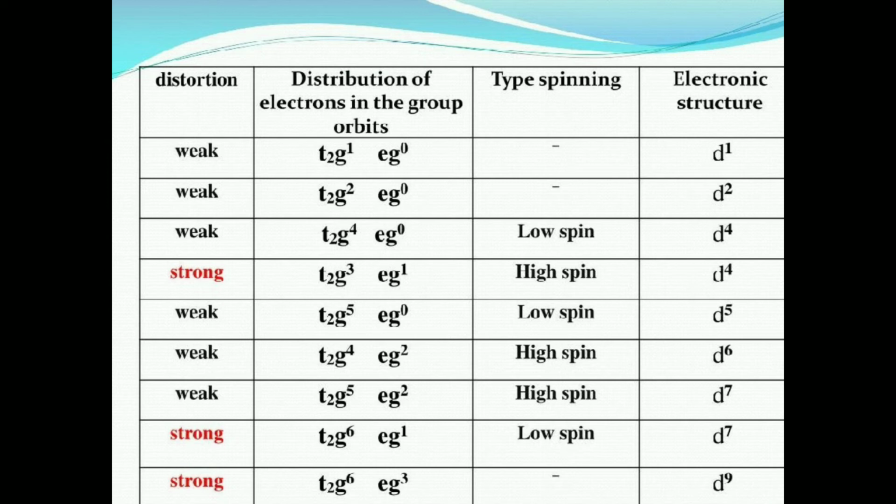Then the fourth one is t2g3 eg1, which is high spin d4 electronic structure, and this has strong distortion. Then t2g5 eg0, d5 low spin, so this is also a weak type of distortion. Then t2g4 eg2, t2g5 eg2, these are d5, d6 and d7 electronic structures, which are weak distortion, but d5 is low spin, and d6 and d7 are high spin. And at last t2g6 eg1, t2g6 eg3, that is d7 and d9 electronic structures, have strong distortion.